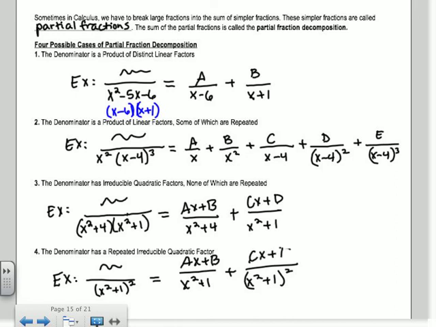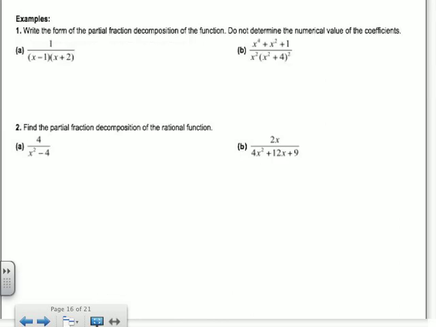Okay, so let's put this all together and do some examples. So those are the 4 possible cases. Okay, so we're actually going to find the partial fraction decomposition of this function. So if I have 1 over x minus 1 times x plus 2, I know that it's going to break up into x minus 1 with a number on top, x plus 2 with another number on top.